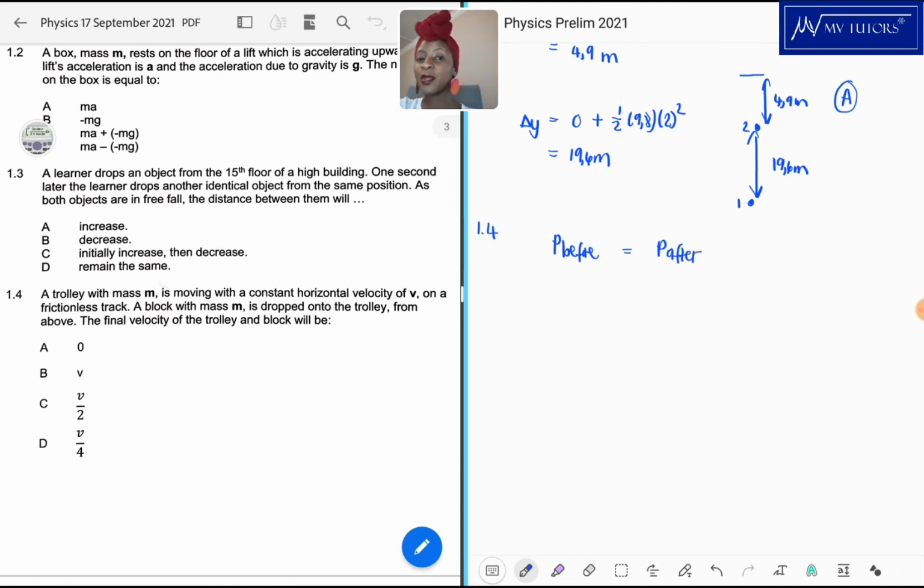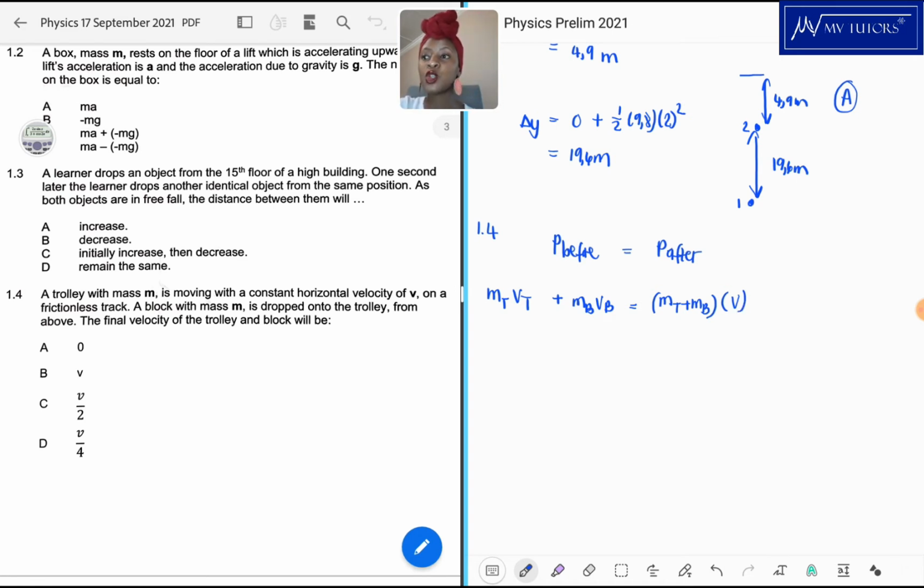So what is happening with the momentum before? You have the mass of the trolley and the velocity of the trolley. Here acceleration doesn't really count. And then you have the mass of this block and the velocity of the block. At this point, I believe this block is stationary, so the velocity of the block is 0. But afterwards, you have the mass of the trolley and the mass of the block together, and they have the same velocity afterwards.